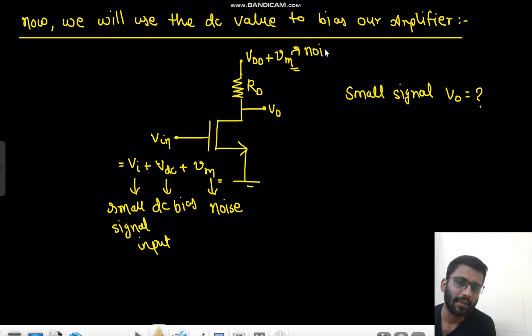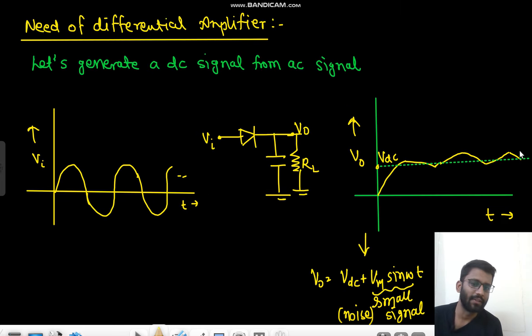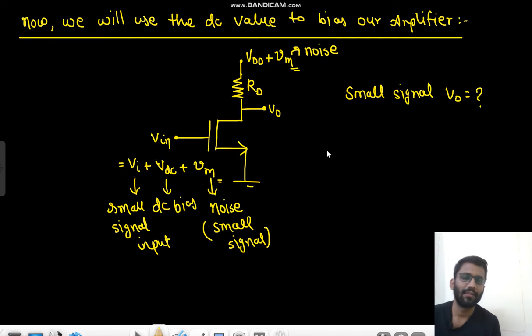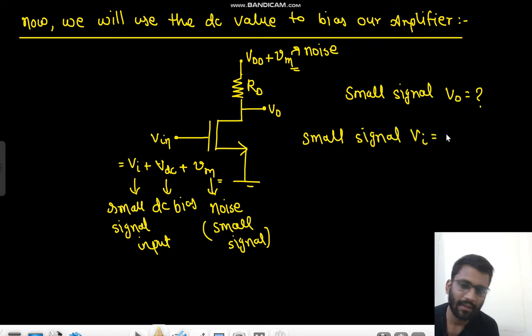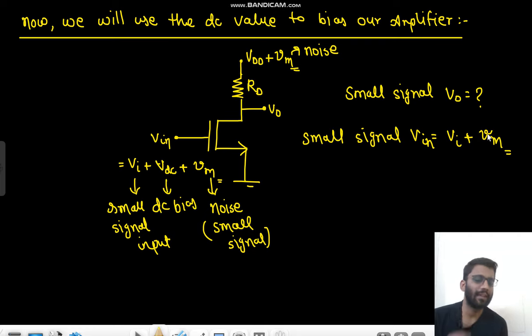This is also noise. You want to amplify this input, right? You want to amplify Vi, but there is this small signal present as well. This is a small signal because this ripple is very small. So the small signal input voltage is Vi plus Vm. So there are two small signal voltages present, right? Now onwards I am writing it as a small v. Afterward I will write it as capital V only, because in the next lectures I have the habit of writing capital V. But this is a small signal, you should know.